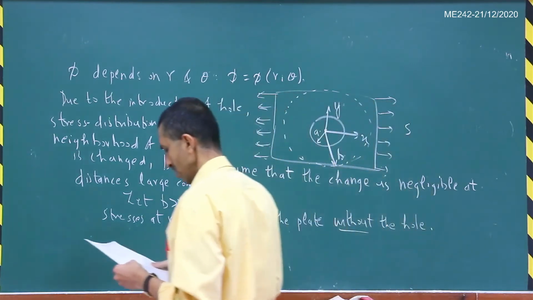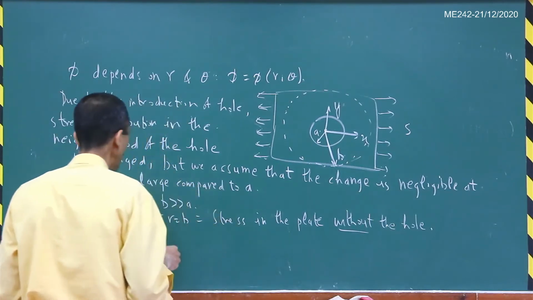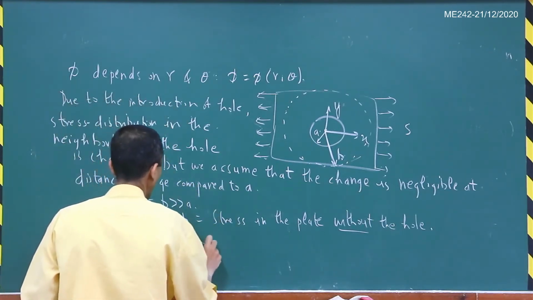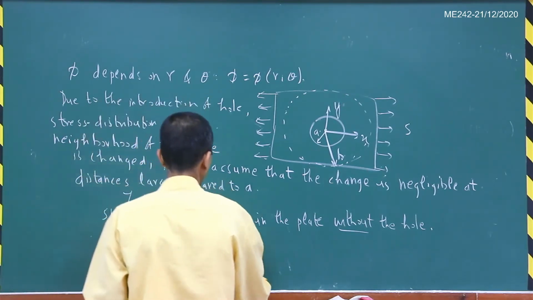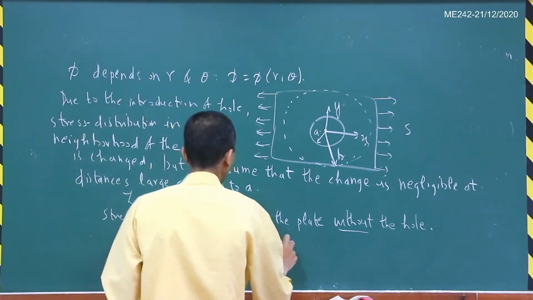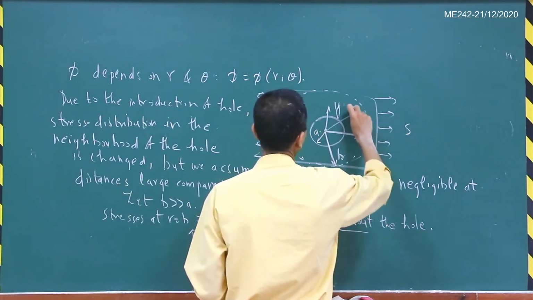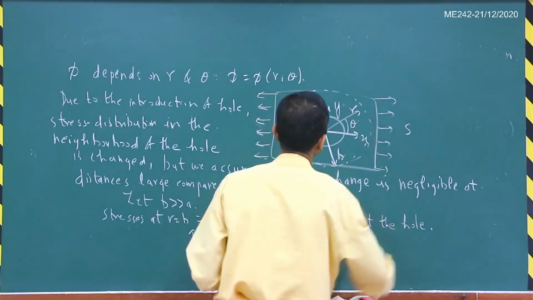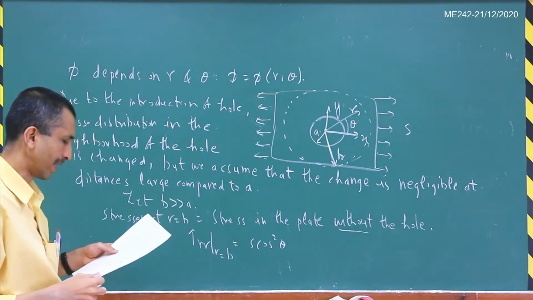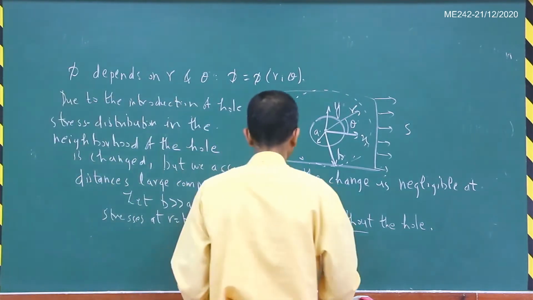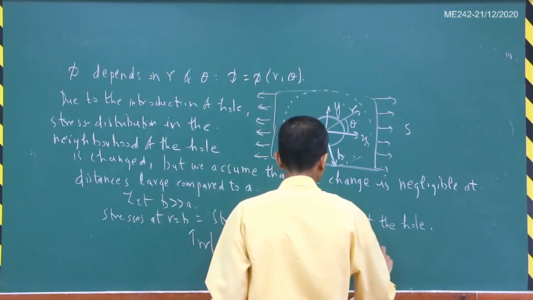So basically the boundary condition at R equal to B is given by tau RR at R equal to B is equal to S cos square theta. Here your R is this R and this is your theta. So at R equal to B, you will get S cos square theta, which is also equal to S by 2 times (1 plus cos 2 theta).